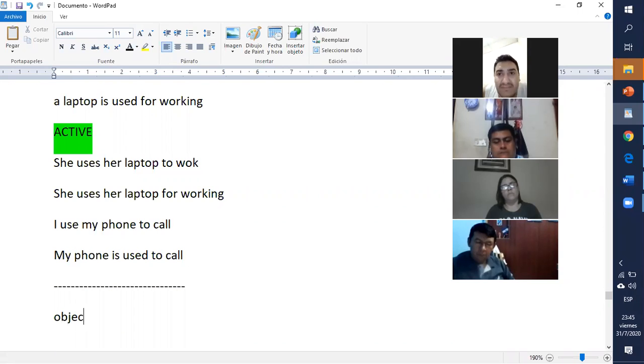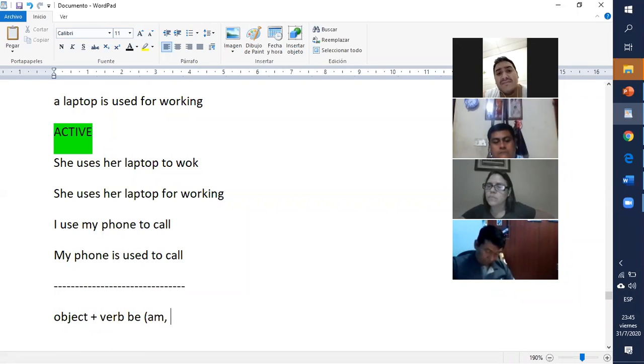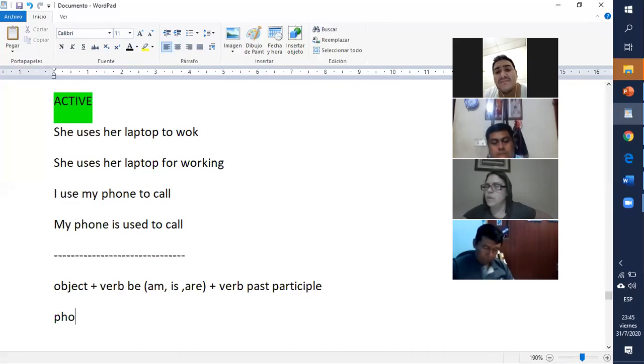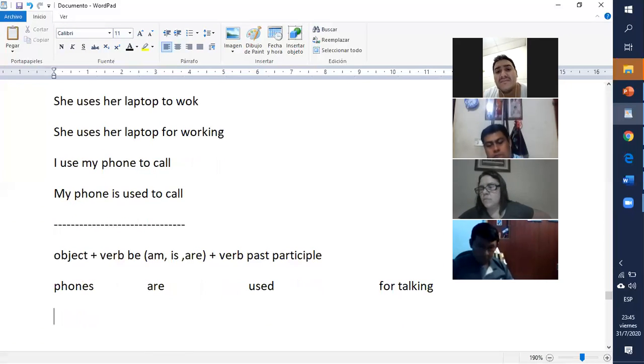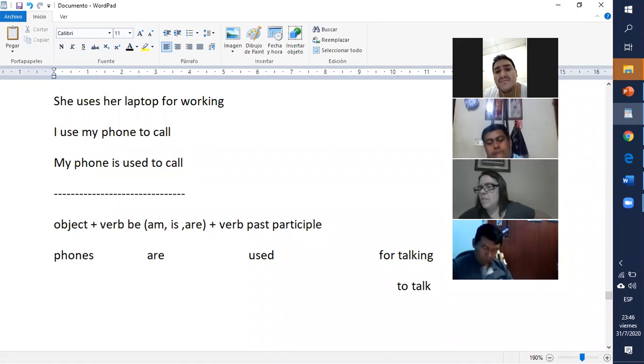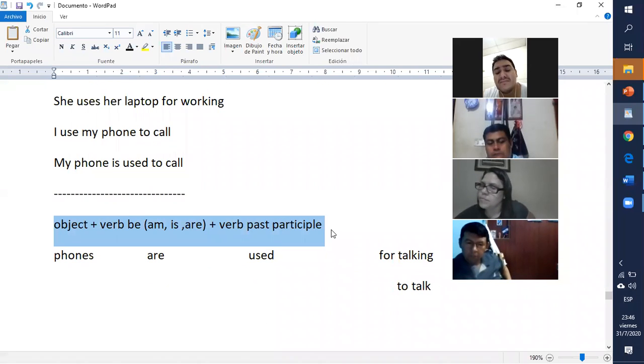Passive voice is object plus the verb be. Okay. So the verb be means am, is, are. We're talking about present simple. So object plus the verb be plus the verb in the past participle. So if you notice, we say phones are used, and then a complement, or talking. And the complement can change here to talk. Right? That is the structure of the passive voice, present simple.